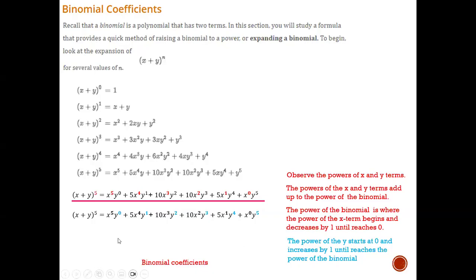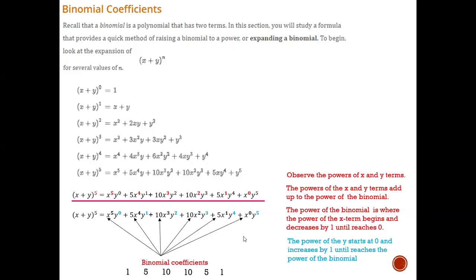Let's look at the coefficients, or the numbers in front of all of these terms. Okay, the first one is a 1, then we have a 5, the number in front here is a 10, the number in front here is a 10 as well. We have 5 right here, and then the last one, the coefficient, is a 1.